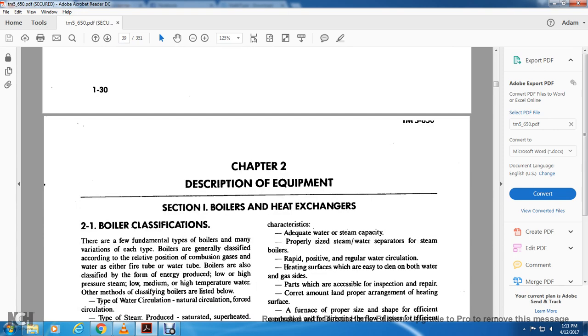Chapter 2, Description of Equipment, Section 1, Boilers and Heat Exchangers.